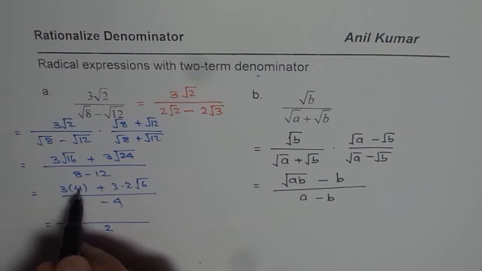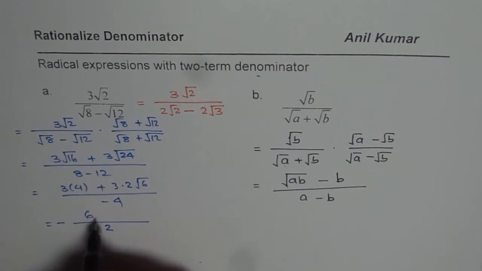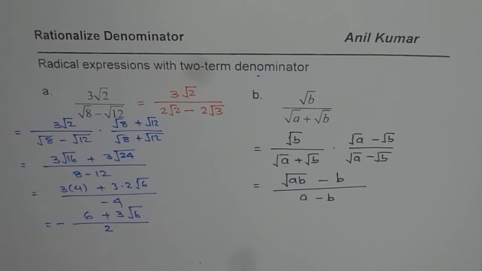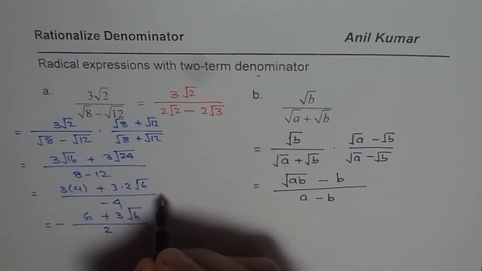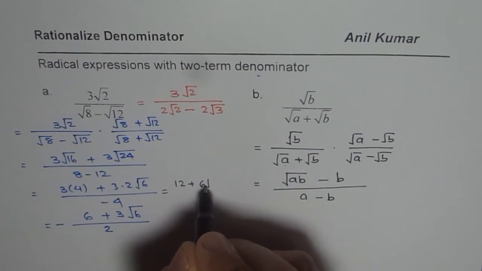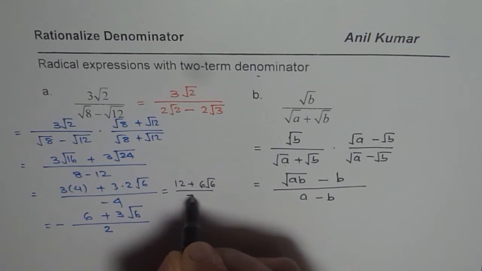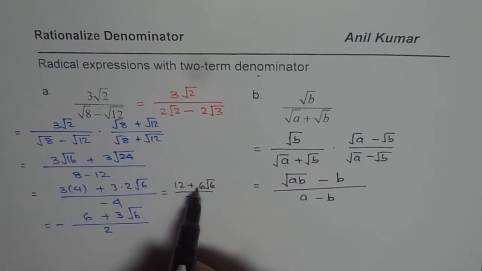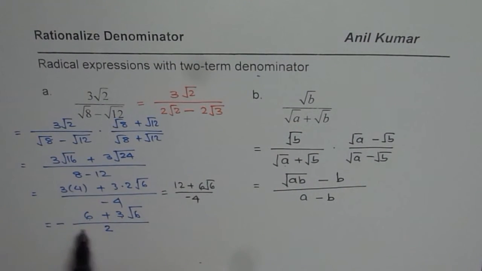So I'm dividing by 2. So I get 3 times 2, 6 here, plus 3 square root 6, right? I hope you understand and appreciate what I did here. Well, let me expand this. Okay, so we actually get 12 plus 6 square root 6 over minus 4. So I've divided each term by 2, 6 and 3, right? And negative I've taken outside. So that is how I've written my answer.